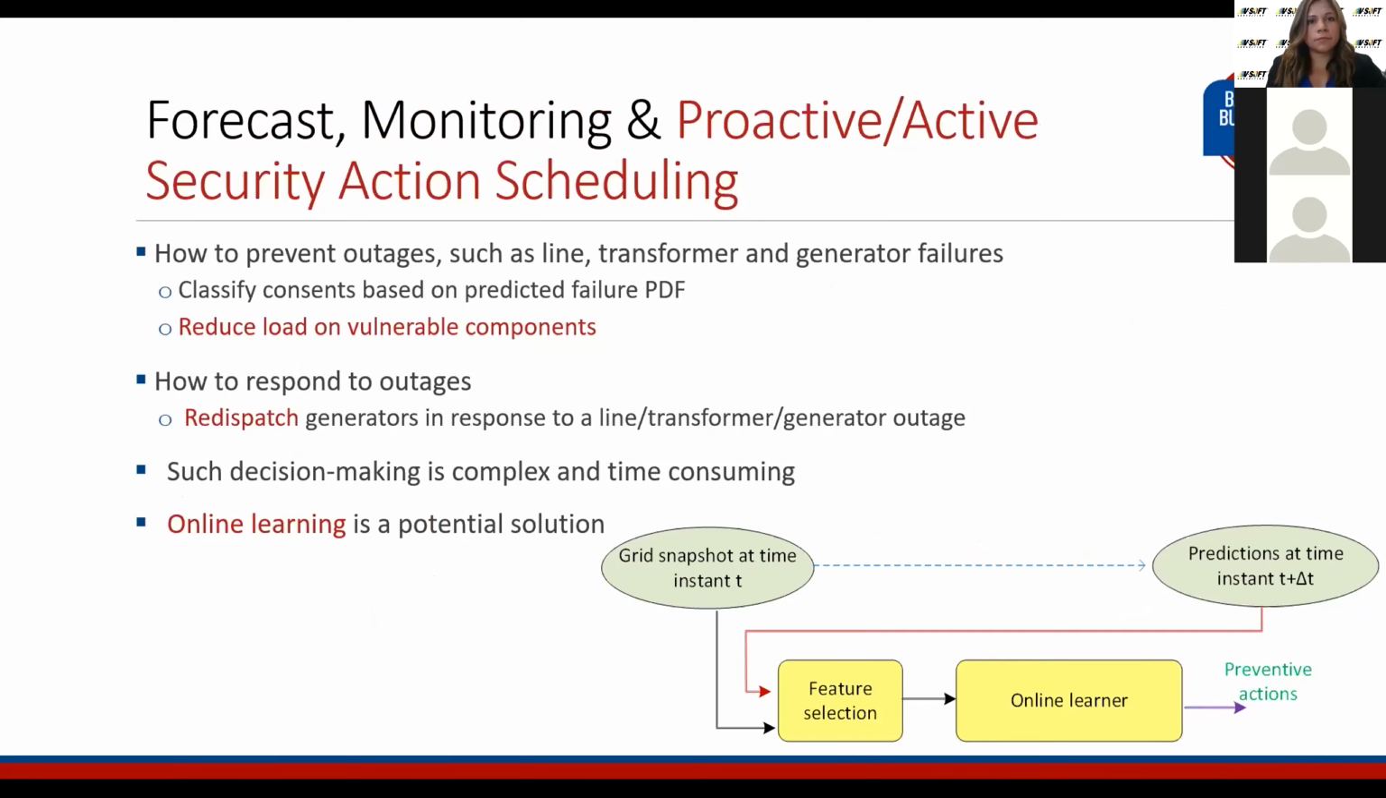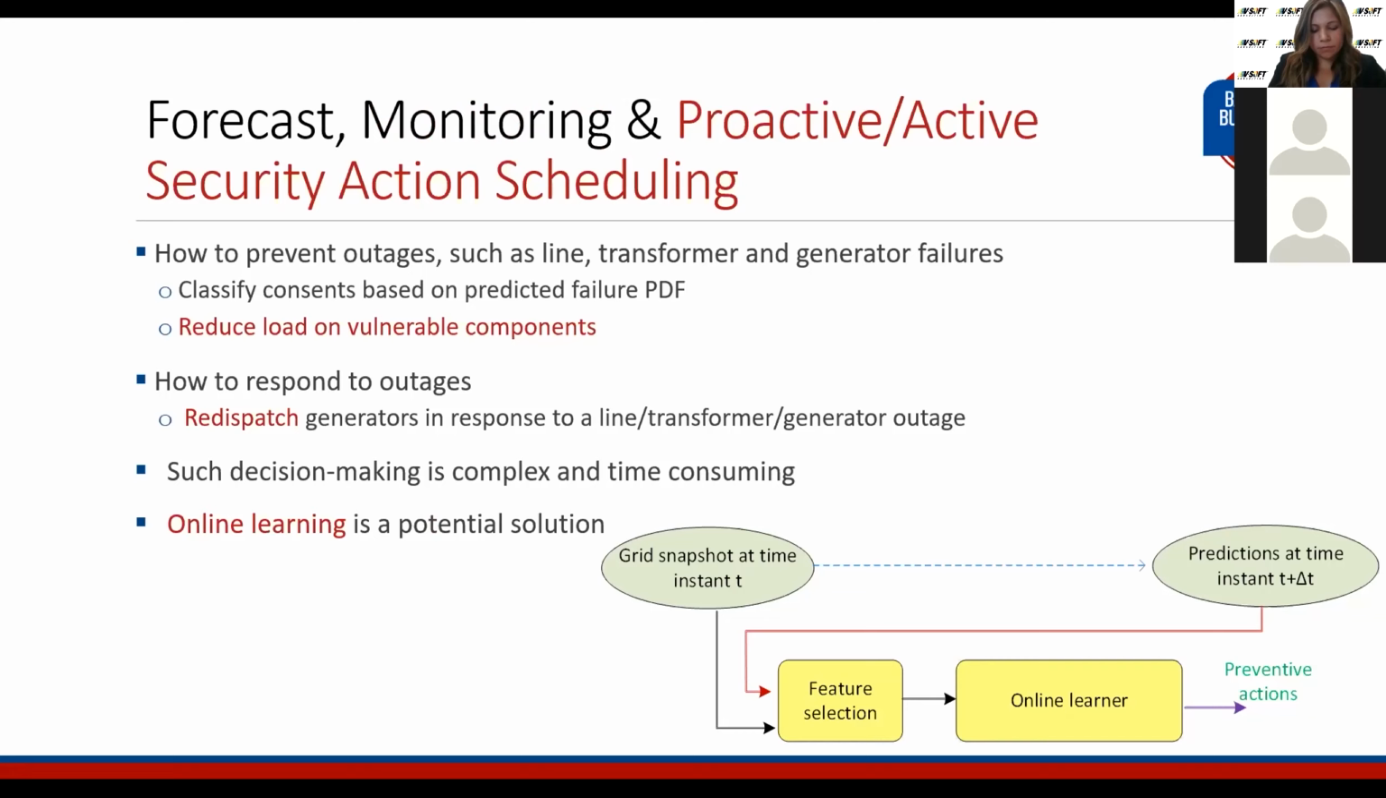When we monitor the grid, then we need to make decisions. We need to do proactive or active security action scheduling. Proactive means when you monitor a component and you see that the component is vulnerable and may fail, probability of failure is, let's say, 60%. I'm talking about the real-time system operation. It means the system is working, and you want to see 10 seconds from now or 1 minute from now, how much is the probability of failure of component number one.